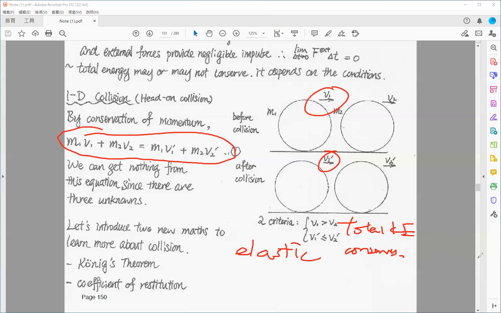Then we can write down one formula like this. The initial total kinetic energy is half m1 v1 squared plus half m2 v2 squared; the formula for KE is half mv squared. Then after the collision, the total kinetic energy will be half m1 v1 prime squared plus half m2 v2 prime squared.